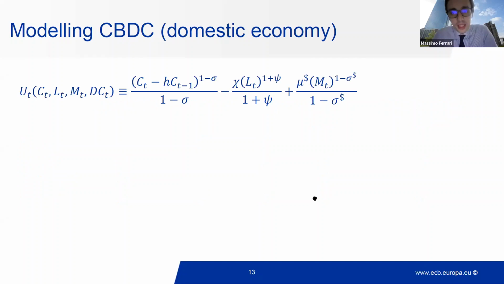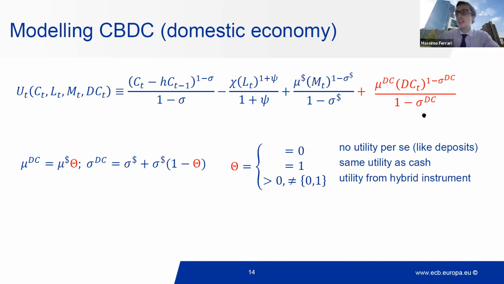Now, how do we model it? We model it in the simplest way possible. So we assume that households need liquidity for payment, and this liquidity for payments generates utility. Why? Because it relaxes the budget constraint of households. You can analytically prove that doing this, so inserting liquidity in the utility function, is essentially identical to a cash-in-advance constraint. But it's way easier in terms of tractability, in particular because it allows us to express the parameter of the CBDC as a function of the parameter of cash through this theta variable. And this theta variable essentially captures how valuable the CBDC is in payment.